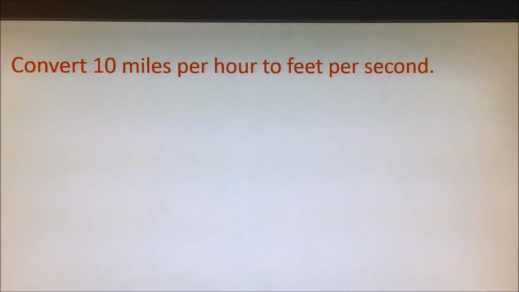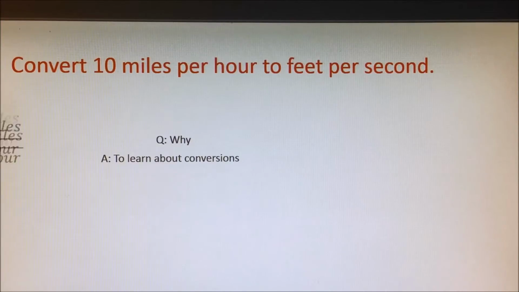Now we have the equals mc2 question and answer. This one is converting miles per hour: 10 miles per hour to feet per second. The first question is why? To learn about conversions. All right, so let's start with our 10 miles per hour.